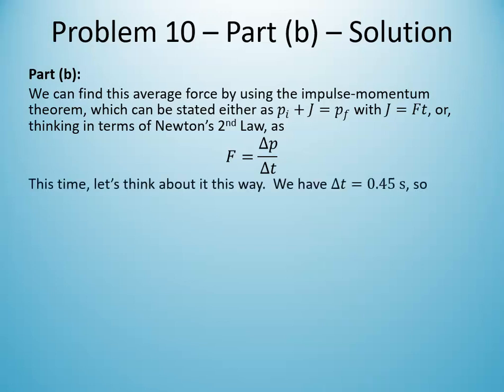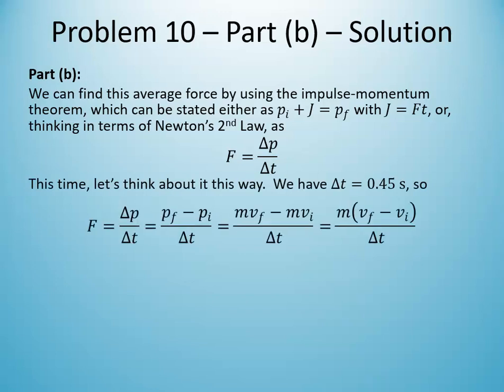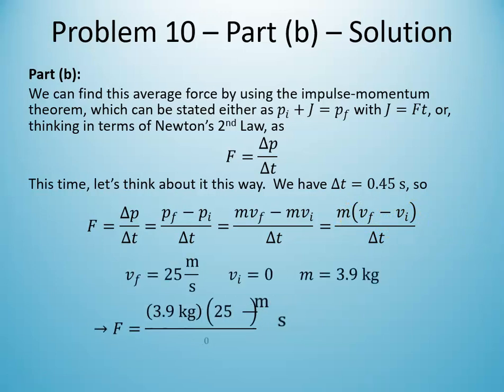So delta t is given to us, that 0.45 seconds. So the change in momentum, well, that's P final minus P initial. Change in anything is final minus initial. That's what change means. And each momentum, again, is mass times velocity with the appropriate subscript. And we can factor out our mass. We're given the final velocity. The initial velocity was 0 because the rock initially started at rest. So now we plug in our givens. And when you get all that out, you get 220 newtons.